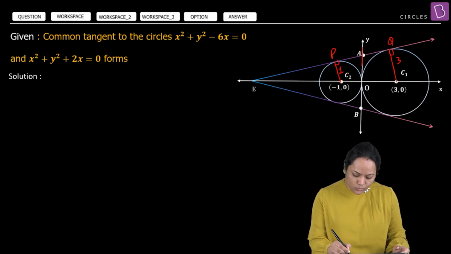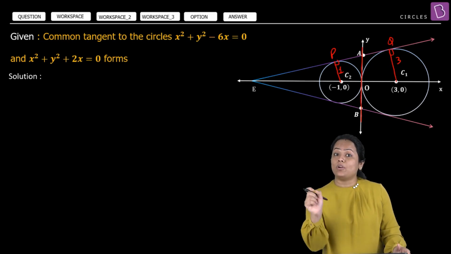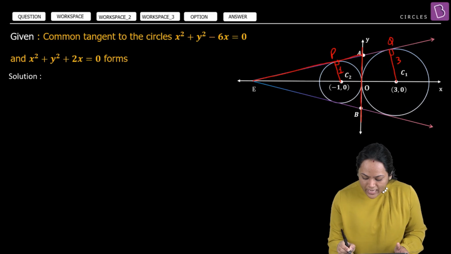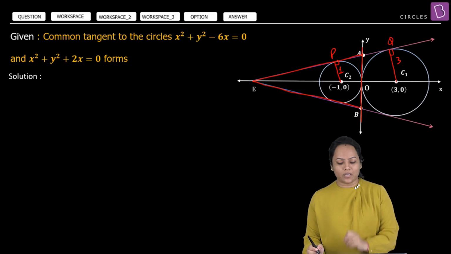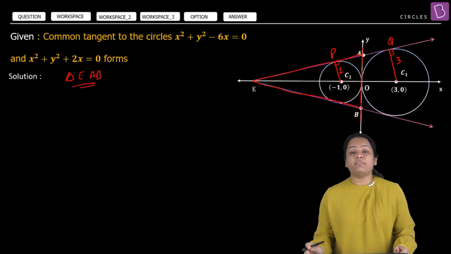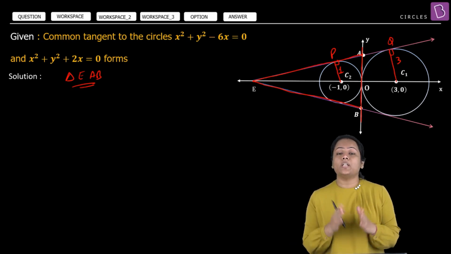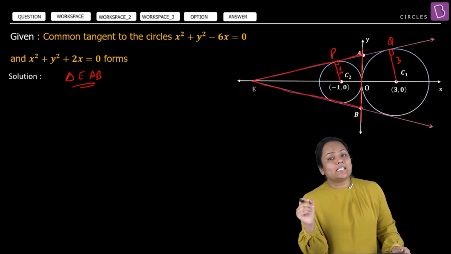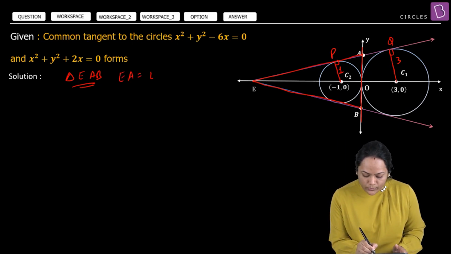See, the y-axis will be one common tangent to those circles, an internal common tangent, or you can say transverse common tangent. And I have EA and EB as two direct common tangents. So the triangle they are talking about is triangle EAB. We have to find out whether it is an equilateral triangle or a right angled isosceles triangle. Clear? Very well.